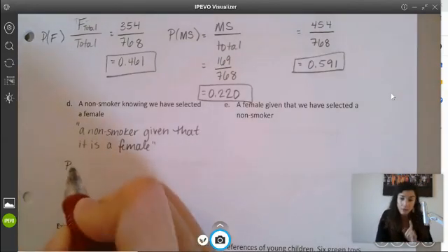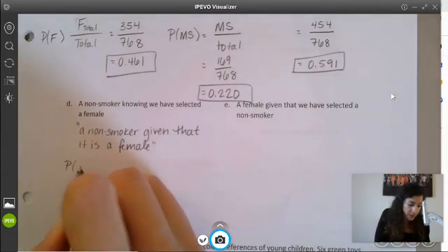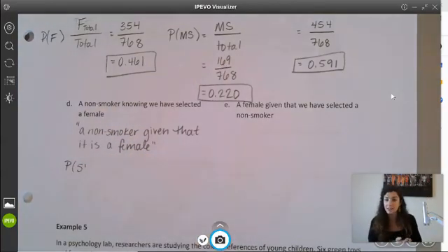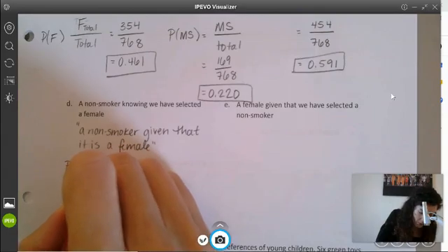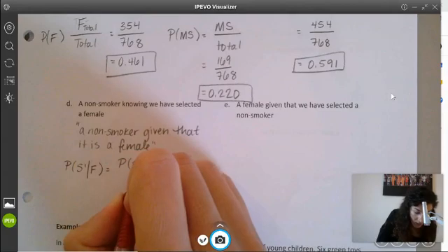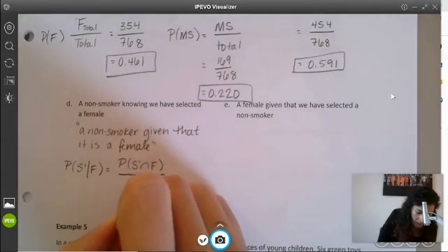So we can think about it as a formula. I do believe this formula is in your formula packet. The probability that they are a non-smoker, so I'll do S prime, signifying a non-smoker, given that they are female, is the probability that they are a non-smoker and a female divided by the probability of a female.